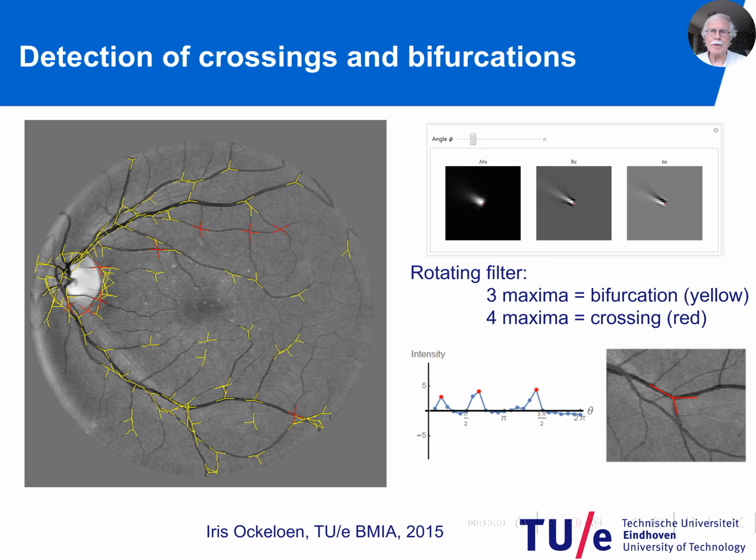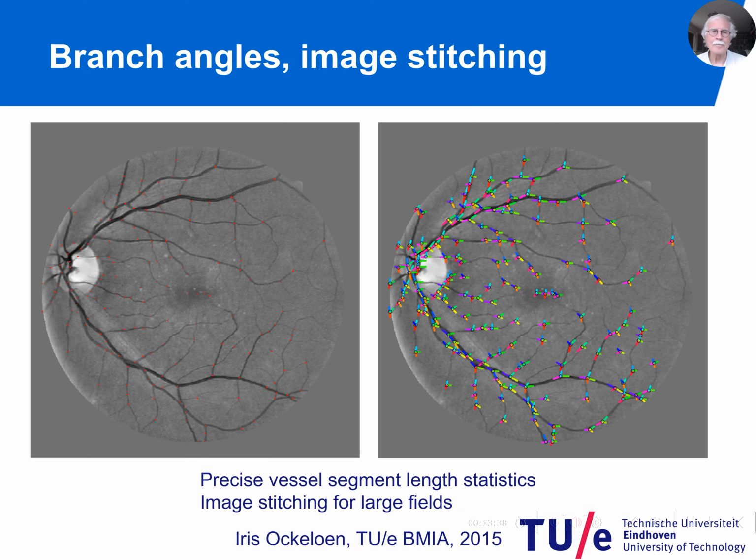Detection of crossings and bifurcations as landmarks, but also to see, if you cross the street, for example, you take a 90-degree angle because you want to reach the opposite side as fast as possible. The same these vessels do. They want to bring the blood as fast as possible to the location. But if there is disease, these angles change. We had rotating filters, and if you have in a pixel 3 maxima, you're on a bifurcation. If you find 4 maxima, you're on a crossing. And that was a very easy, straightforward way to find them.